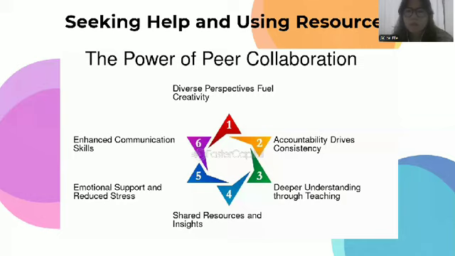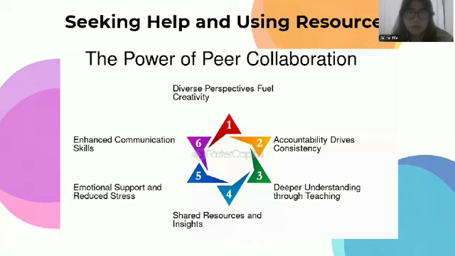Next, we have seeking help and using resources. Learners can seek help and share resources with their peers or colleagues. And it has really great various benefits, and here are 6 of those benefits.